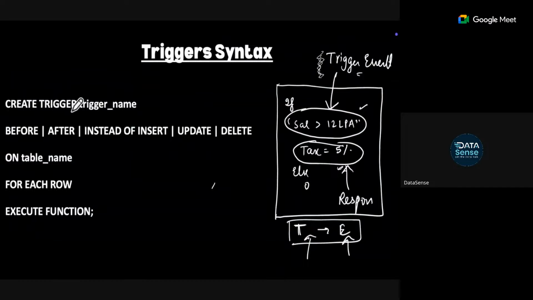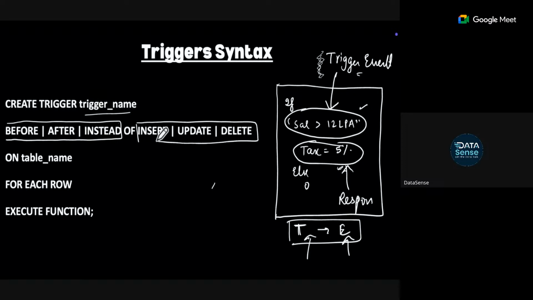So what we do is we say create trigger with a trigger name. We give it some name. Then, as I mentioned, there are different types of trigger: before, after, instead of. Forget instead of for now. And insert, update, delete. So what does it say? These are optional, like what can happen before insert.